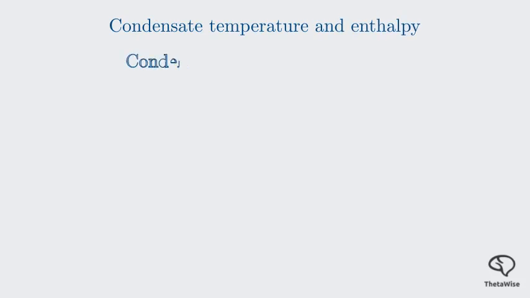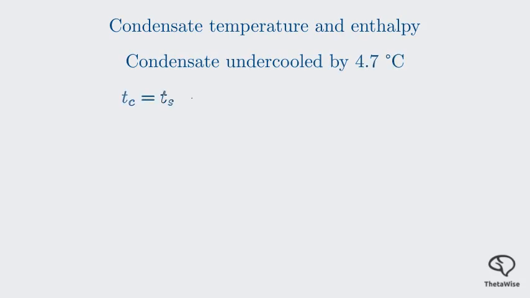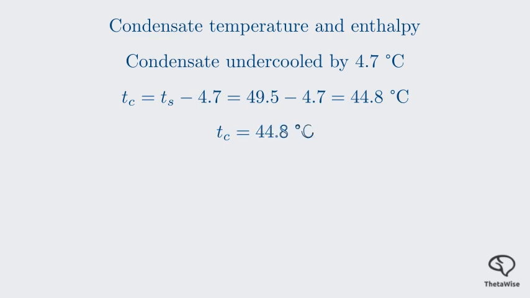Now let's find the specific enthalpy of the condensate after it has cooled. The problem tells us the condensate is undercooled by 4.7 degrees Celsius. This means its final temperature, T_c, is 4.7 degrees lower than the saturation temperature, T_s. So 49.5 minus 4.7 gives us a condensate temperature of 44.8 degrees Celsius. This is the temperature at which the liquid leaves the condenser.